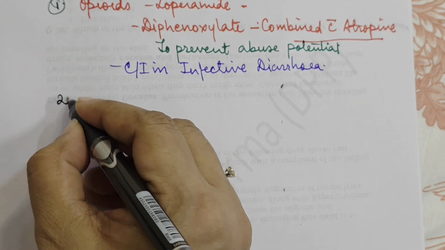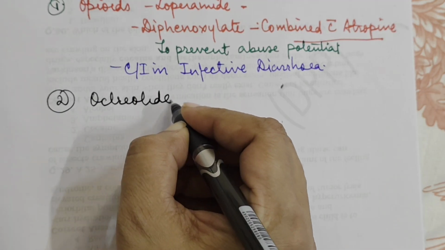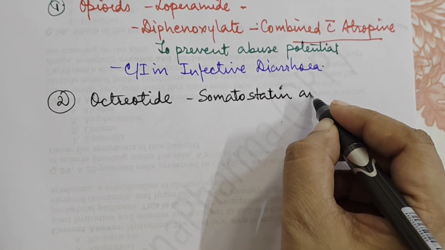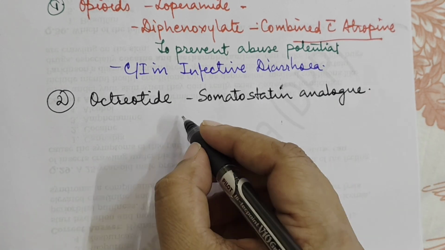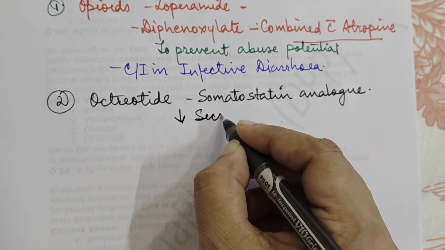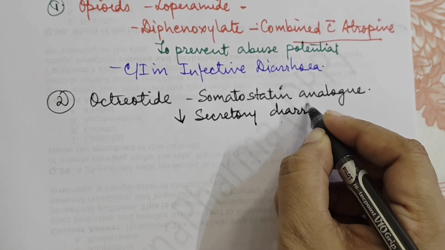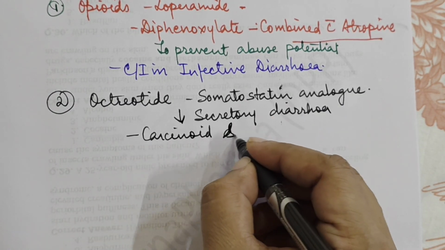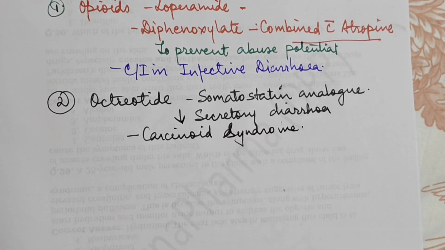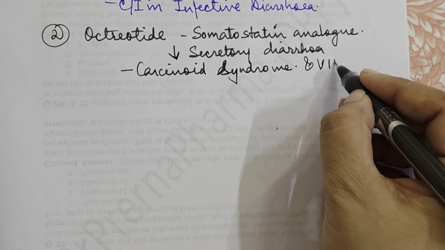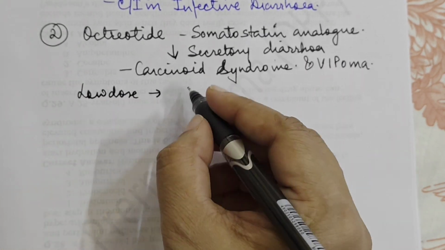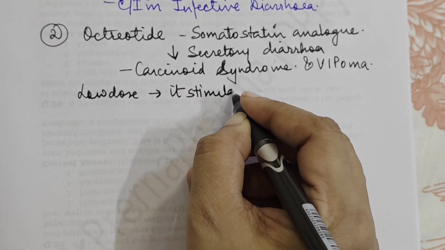Then the second drug which is normally also used is octreotide. Now octreotide is a somatostatin analog, right? Now this we have also studied. Achha, we have to do the endocrine system. It is used to reduce the secretory diarrhea. It is also used in carcinoid syndrome, in which there is diarrhea due to excess of serotonin. Also used in VIPoma. Then in low doses it stimulates motility.